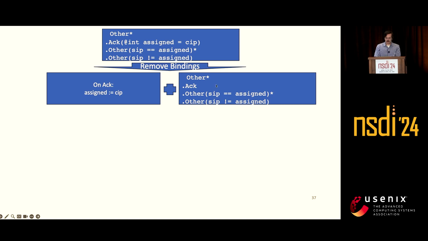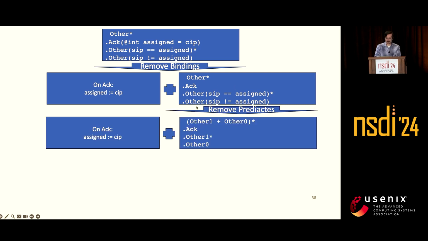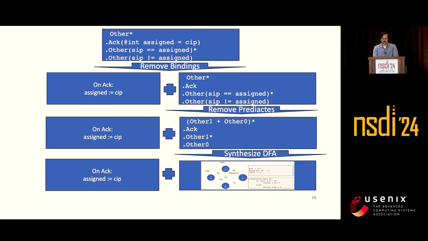And then you have a binding-free program left over that you'll turn into a state machine. This is still a little too large, so we'll next remove the predicates from the binding-free program and turn it into a regular expression over a finite alphabet. So in this case, we have replaced these two predicates, source IP equals assigned and not equal to assigned, with two different characters, other with the predicate true and other with the predicate false. So now that this is just a regular expression, the next step is to turn it into a DFA, or state machine, and then synthesize its implementation in P4.